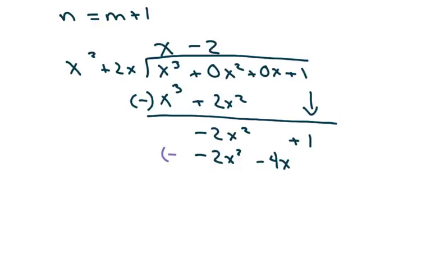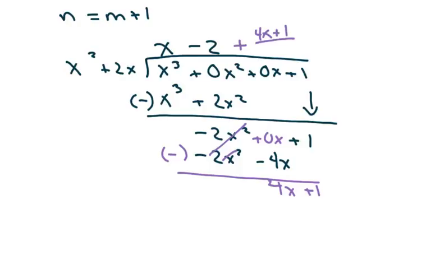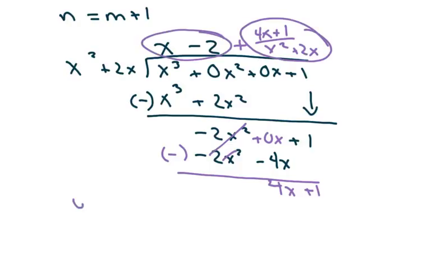And you're going to subtract. This cancels. This was plus 0x. So you're going to get 4x plus 1. We can't continue, and this would end up being plus 4x plus 1 over x squared plus 2x. This is insignificant when you're taking limits, so basically our oblique or slant asymptote is y equals x minus 2.